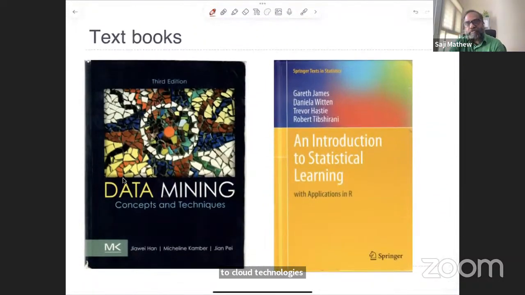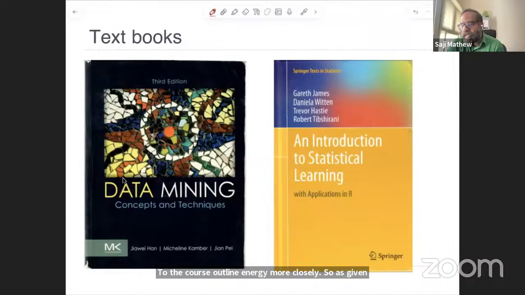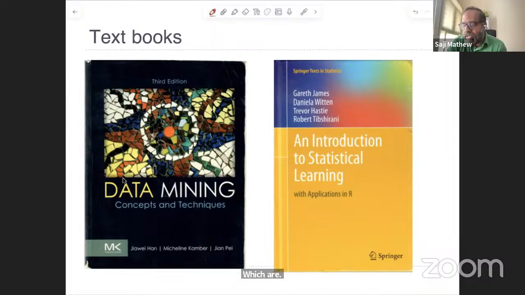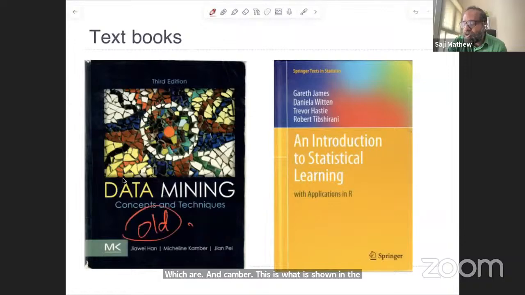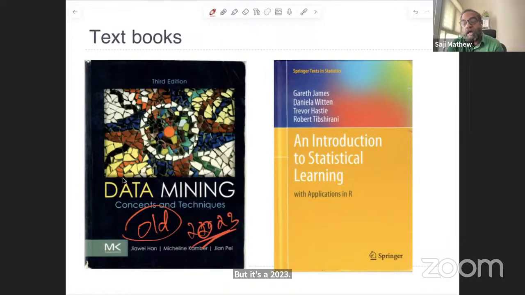So with that as an additional introduction, or background to the course, let me introduce you to the course outline a little more closely. As given in the course layout, there are two textbooks for the course, which are Han and Kamber. What is shown in the slide is an old version, but it's the 2023 edition which I have recommended for this course. And the chapter references I have given in the course layout are from the 2023 edition.